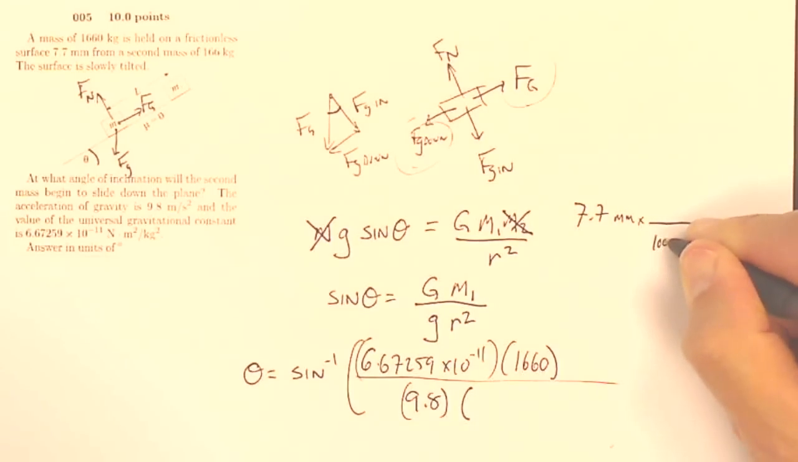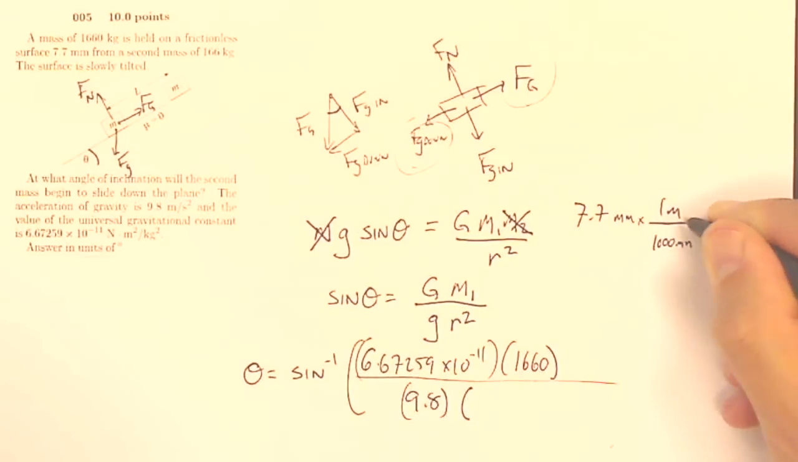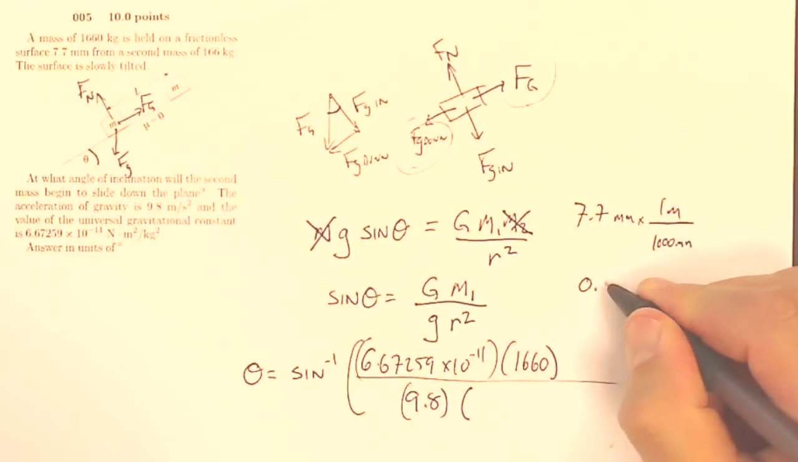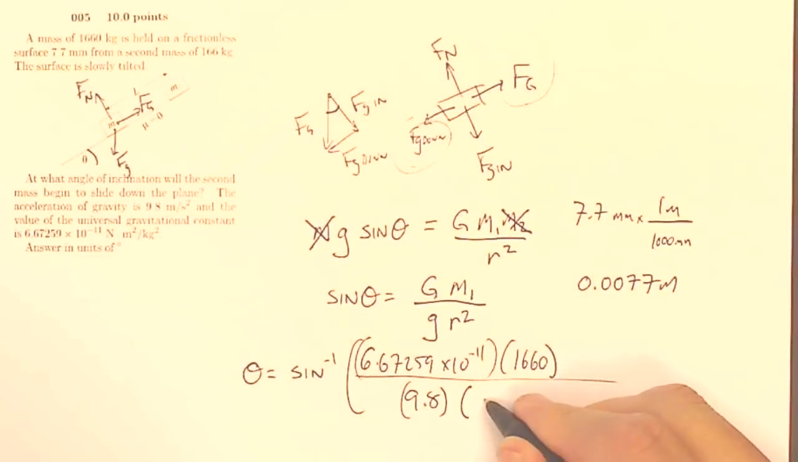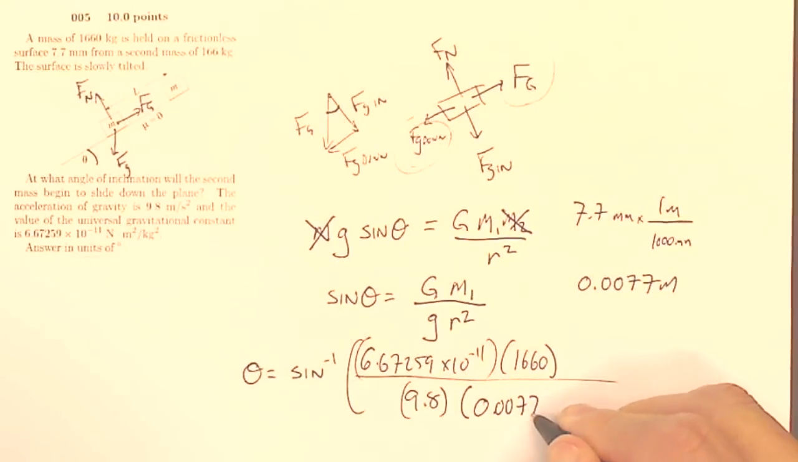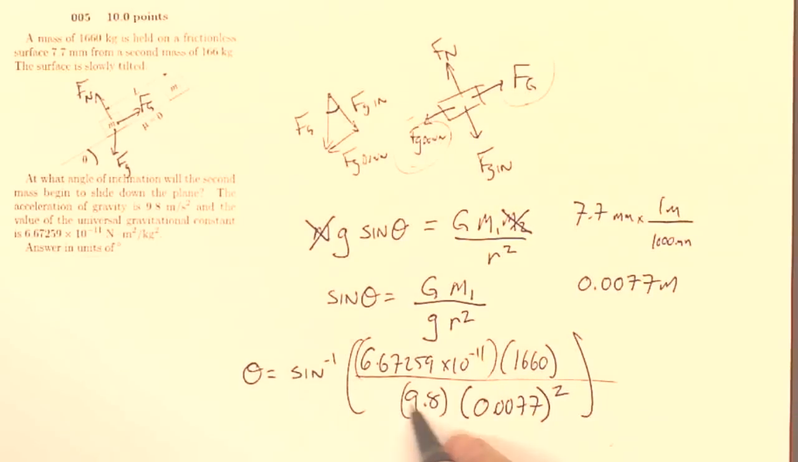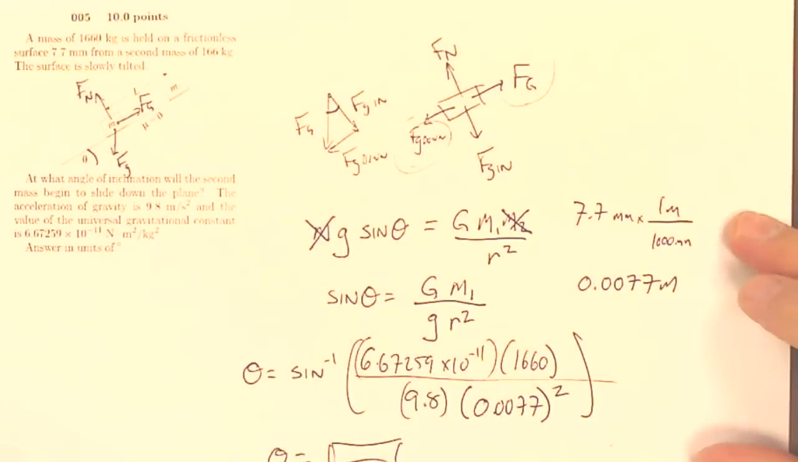Times 1 meter per 1,000 millimeters will give me 0.0077 meters. So that's what I've got to put here. And don't forget to square it. So the inverse sine of that, and you get yourself a theta.